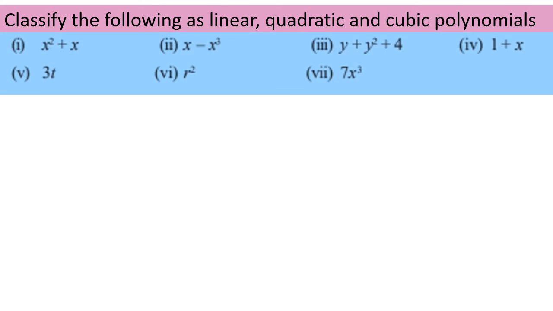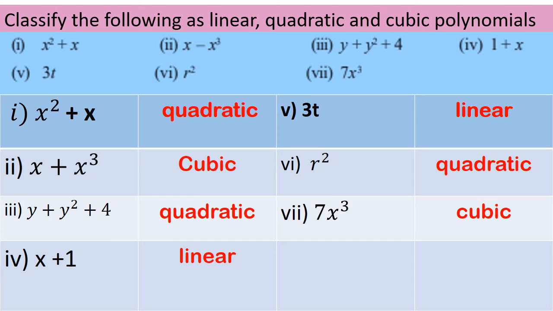Now let's classify them as linear, quadratic or cubic polynomials. Here are the examples. Quickly observe. Here you have 7 examples. You have to just see the highest power. Hope you people have done it. So now you can see the answers.